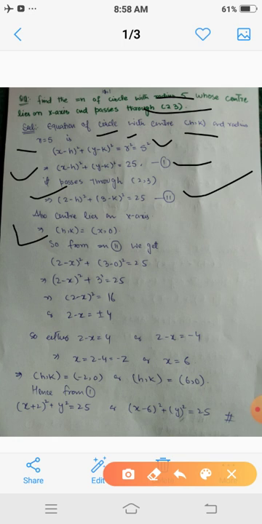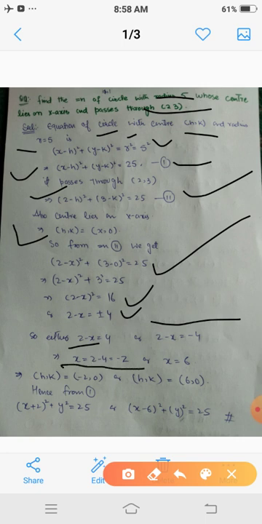We get (2 minus x) squared plus (3 minus 0) squared equals 25, or (2 minus x) squared equals 16, because 3 squared is 9 and transferring to the other side. Taking the roots on both sides, 2 minus x equals plus or minus 4, which implies that either 2 minus x is 4 or 2 minus x is minus 4, so x equals minus 2 or x equals 6. So the center (h, k) is (minus 2, 0) or (6, 0).